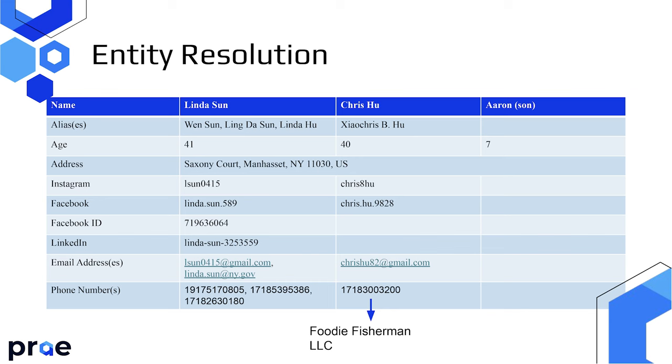We were also able to figure out their address, their Instagram accounts, their Facebook ID, LinkedIn account, email addresses, and different phone numbers. Now, the husband's phone number here, you look at it and go, that doesn't look kosher, right? It looks like a weird number. It's actually the phone number that they used for one of many different cutout companies that they had established. So this particular phone number that we found through our knowledge base was correlated to Foodie Fisherman LLC. No idea what they sell.